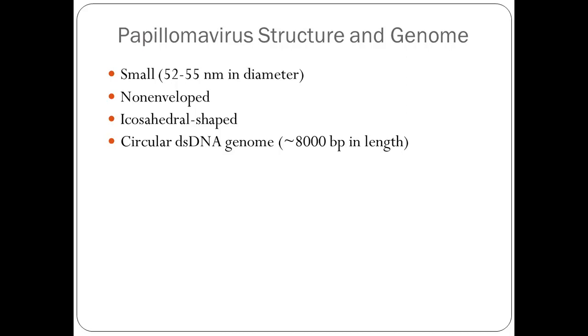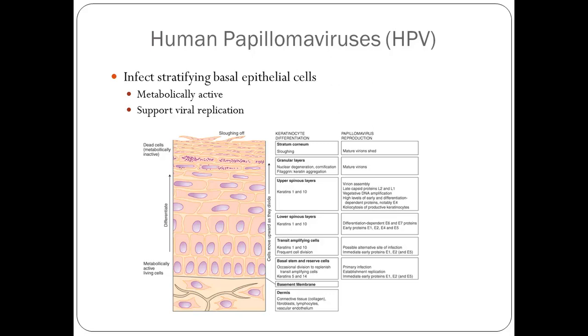Taking a closer look at the papillomavirus structure and genome, of course it's a virus, so it's small, 52 to about 55 nanometers in diameter. It's non-enveloped, icosahedral shaped, and has a circular double-stranded DNA genome, approximately 8,000 base pairs in length. Human papillomavirus wants to infect stratified basal epithelial cells, number 1, because they are metabolically active and support viral replication. Remember, viruses are obligate intracellular parasites. They have to live in a living cell in order to thrive.